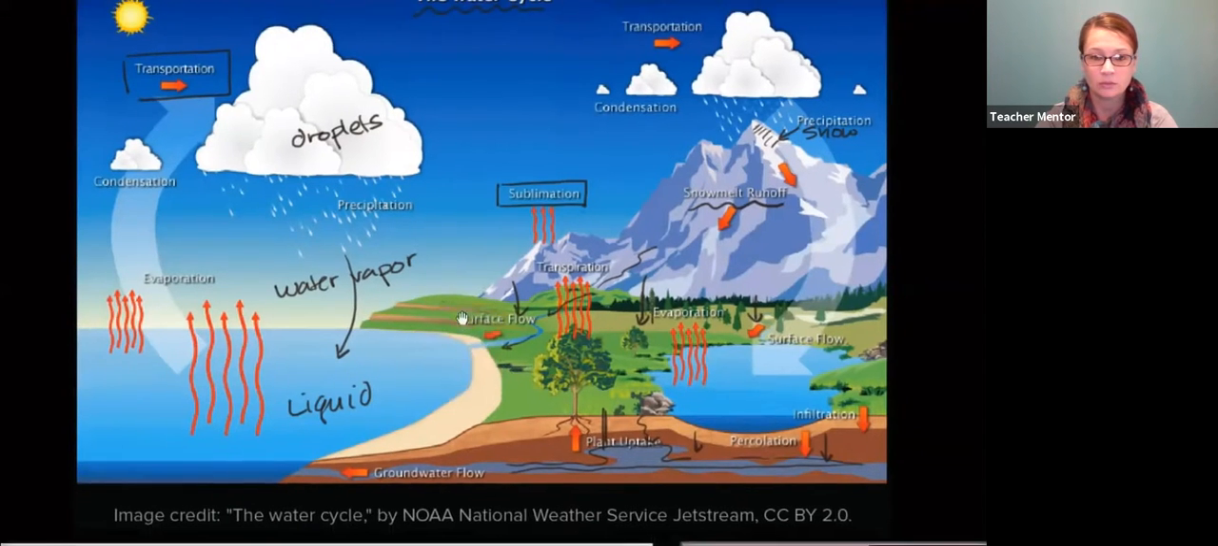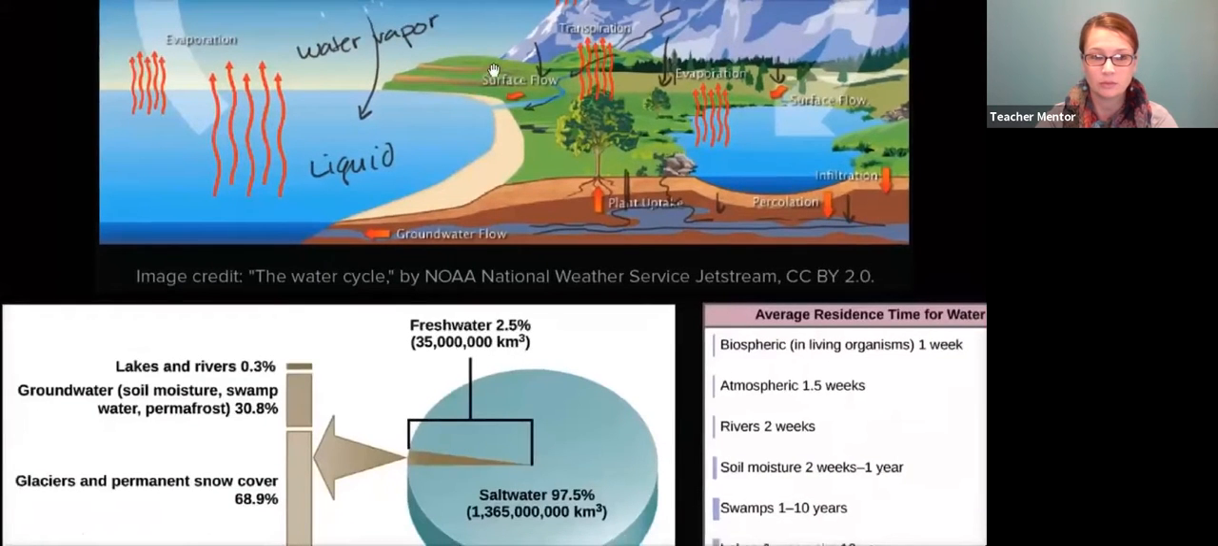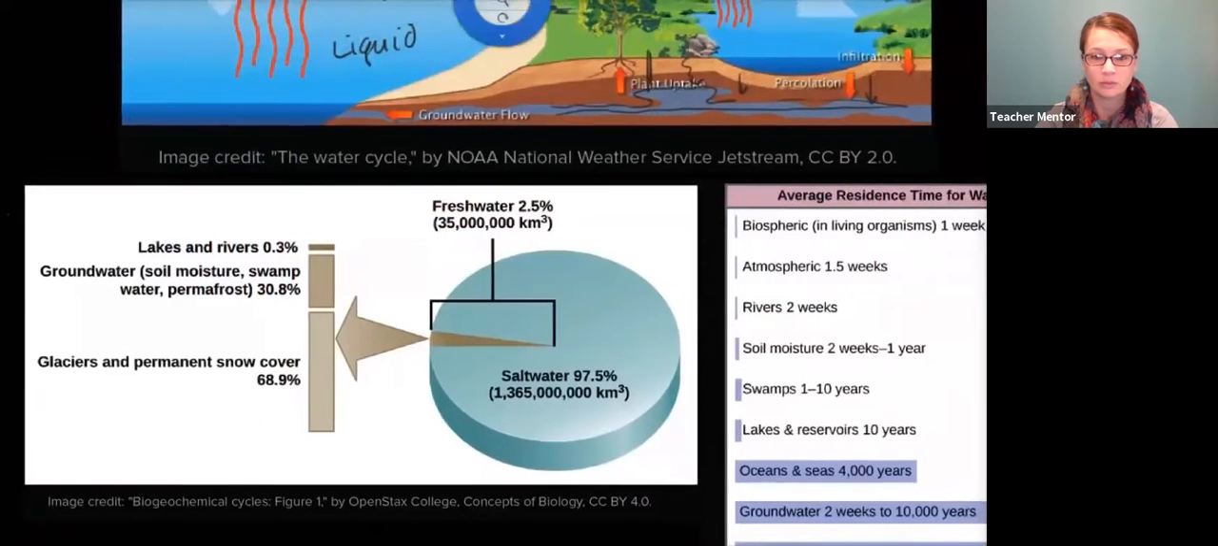And so let me show you this chart over here. I always knew that, but I didn't fully appreciate how little was fresh water. So of all the water on our planet, 97.5% is salt water, for the most part in our oceans. Only 2.5% is fresh water.